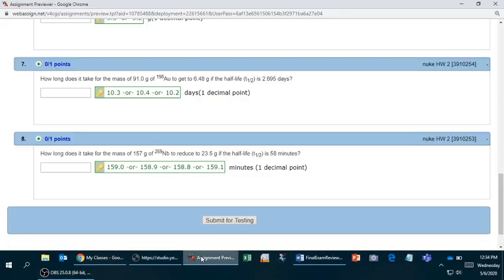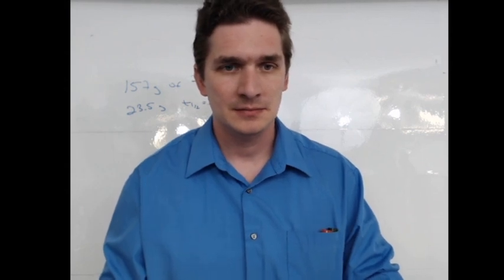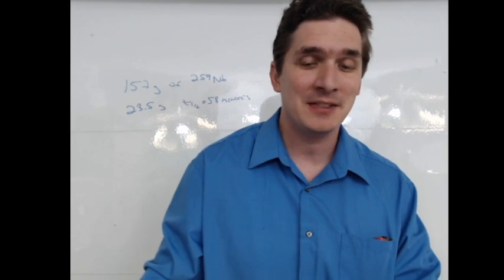So let's look at problem 8 on the WebAssign, I'll bring it up so you can see it. The question says that you've got 157 grams of niobium 259, and it's reduced to 23.5 grams. The half-life here is 58 minutes. The question is, what time was required to make this shift from 157 grams to 23.5 grams? Reverse that, sorry. He was more interested in how to find the half-life time.